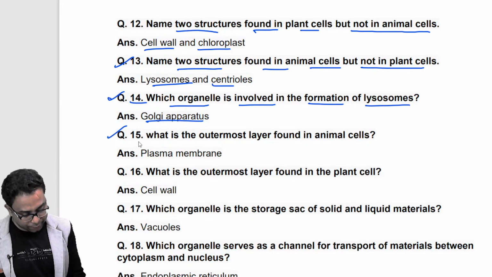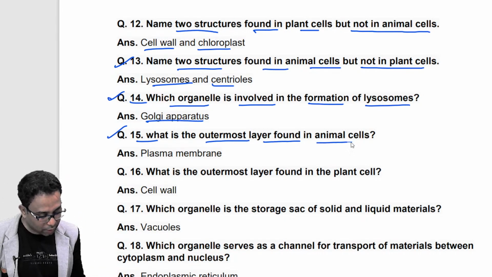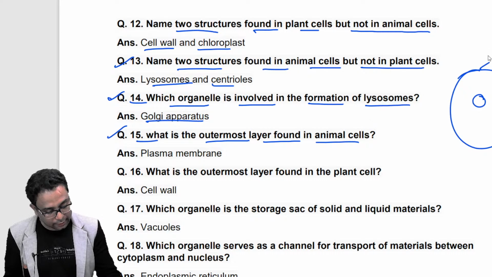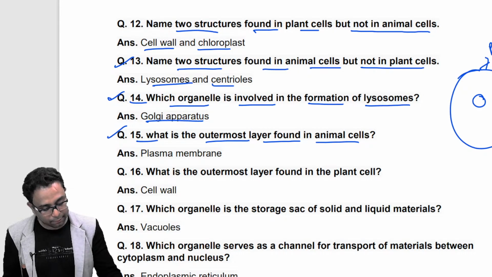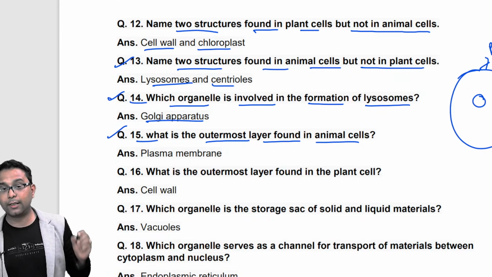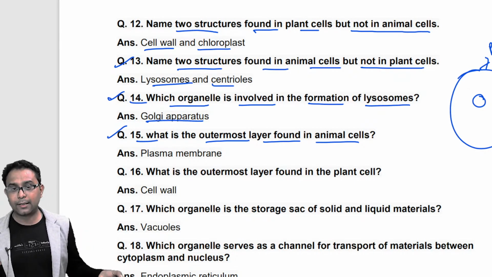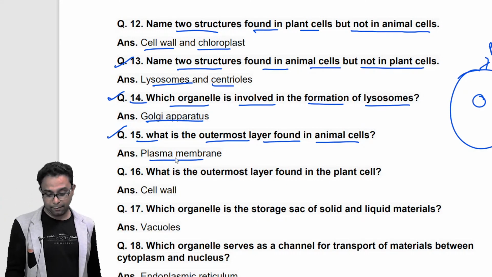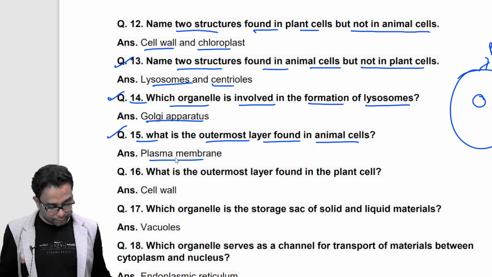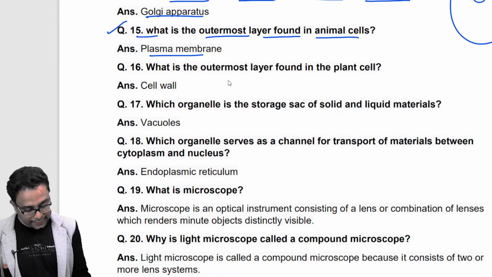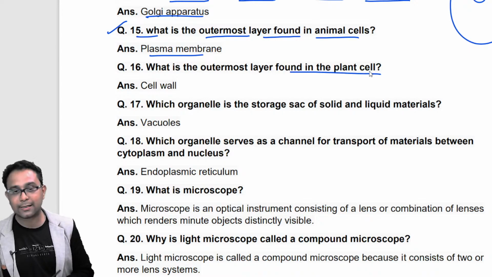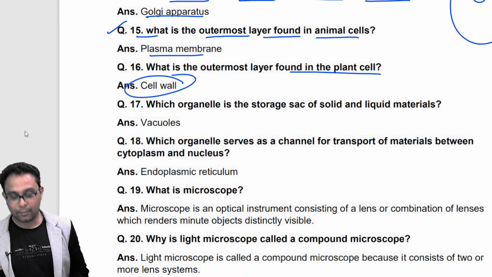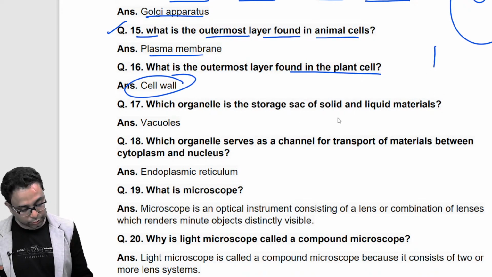Now we go to question number 15. What is the outermost layer found in the animal cell? In the animal cell, the outermost layer is the plasma membrane. Cell wall is not there. Cell wall is present in the plant cell. But in the animal cell, the outermost layer is the plasma membrane or the cell membrane, right? Next question. What is the outermost layer found in the plant cell? You know, in the plant cell the outermost layer is called the cell wall, right? Cell wall is the outermost layer.